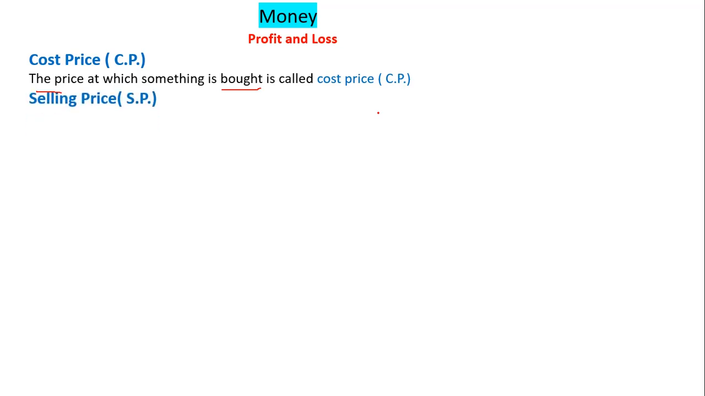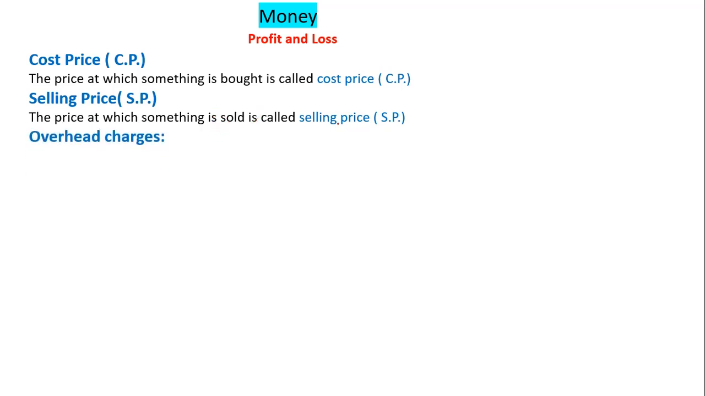Next, selling price. We will call this one with the short form SP. The price at which something is sold. Look at this. We will purchase something, and if we sell that one to get the profit or loss, whatever, which means when we sell one thing to another person, the amount we get from that person for the given thing is called the selling price. In this, you need to remember the price of sold.